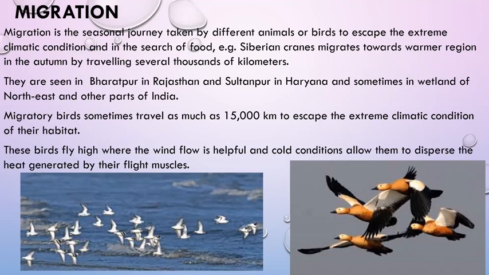Migratory birds sometimes travel as much as 15,000 kilometers to escape the extreme climatic conditions of their habitat. These birds fly high where the wind flow is helpful and cold conditions allow them to disperse the heat generated by their flight muscle.